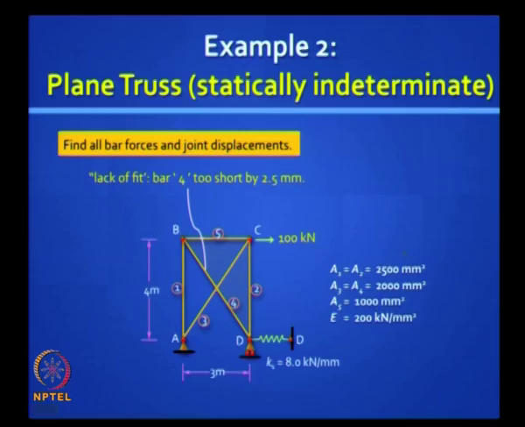Let us demonstrate with the same problem. I brought in indeterminacy by adding one more element, a spring. The loading is the same, 100 kilonewton, same lack of fit. Now you can see that earlier the roller could happily move inward by that amount, now the spring is not going to allow that. So it is going to cause some issues to the displacement field. We want to know all the answers in one shot using the matrix method. Is the question clear?